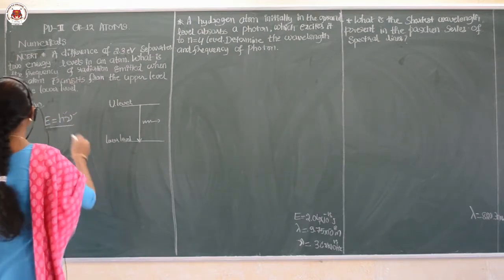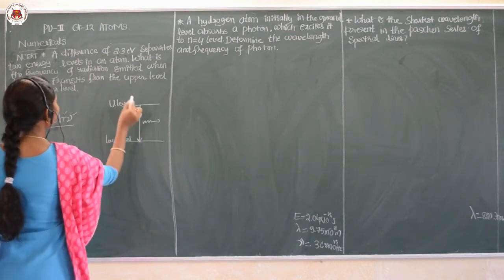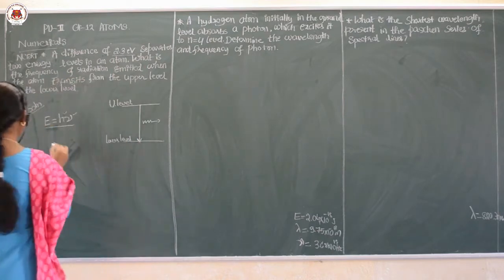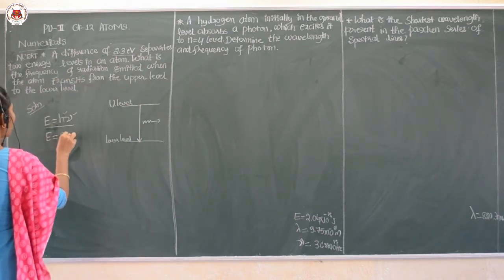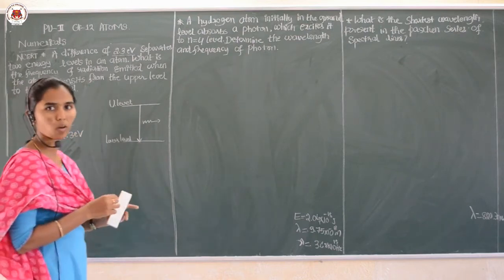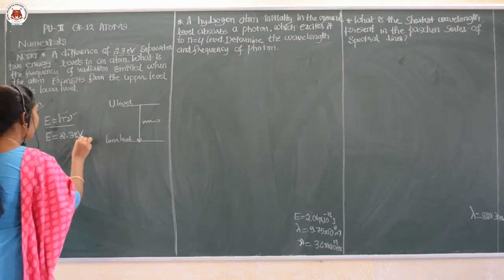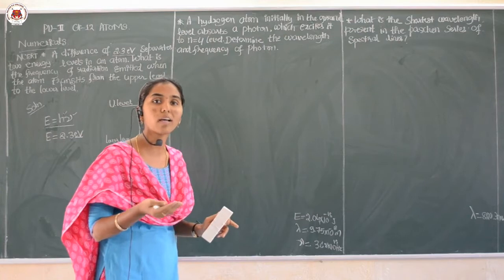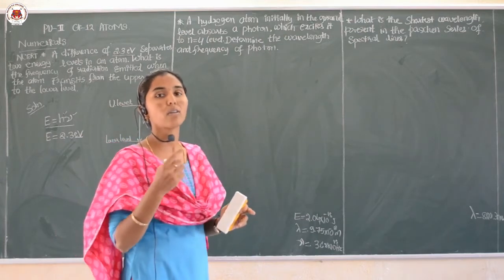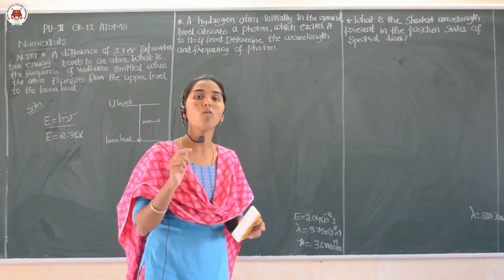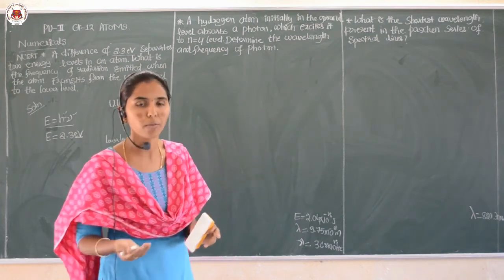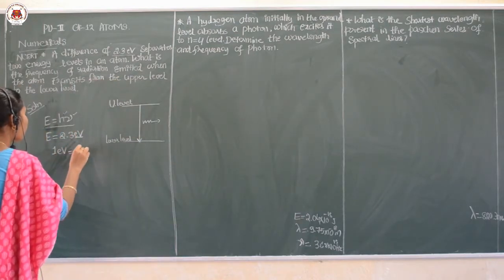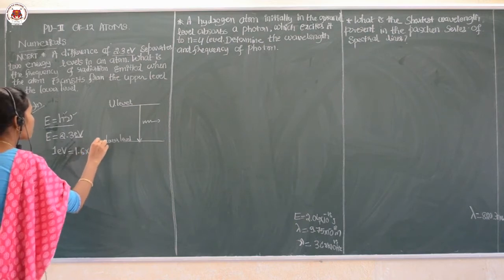Already they have mentioned that the difference between these two energy levels is 2.3 electron volt. That means here E is equal to 2.3 electron volt, and this is in electron volt. What we need to do is convert that electron volt into joule, and in the last classes you learnt how to convert 1 electron volt into joule. We know that 1 electron volt is equal to 1.6 into 10 raised to minus 19 joules.